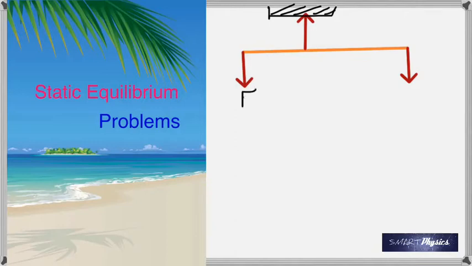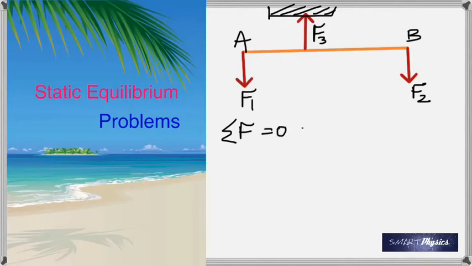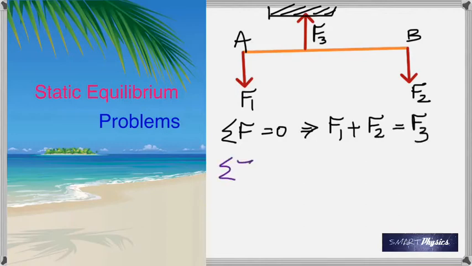Okay. I've labeled the forces F1 and F2. The tension is Ft or F3 in this case. Therefore, according to the first condition, the net force is equal to 0, which means F1 plus F2 is equal to F3. Looks like a very simple relation, which it is, but very crucial, very useful.